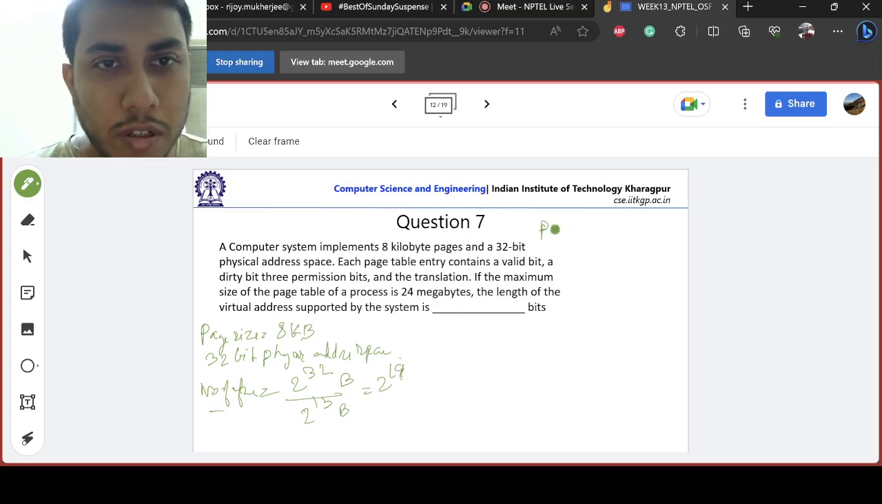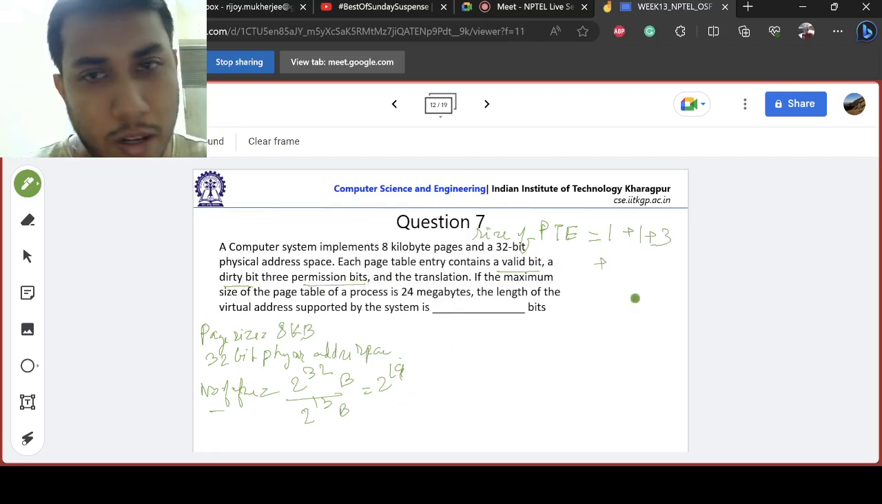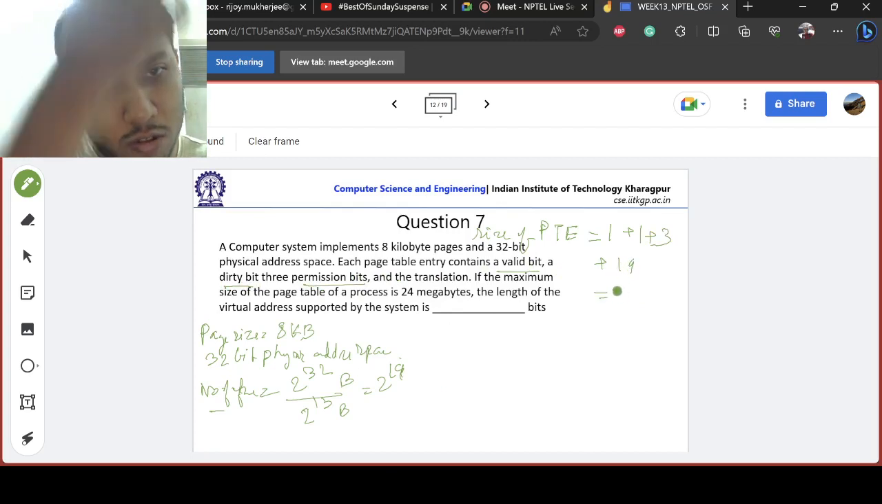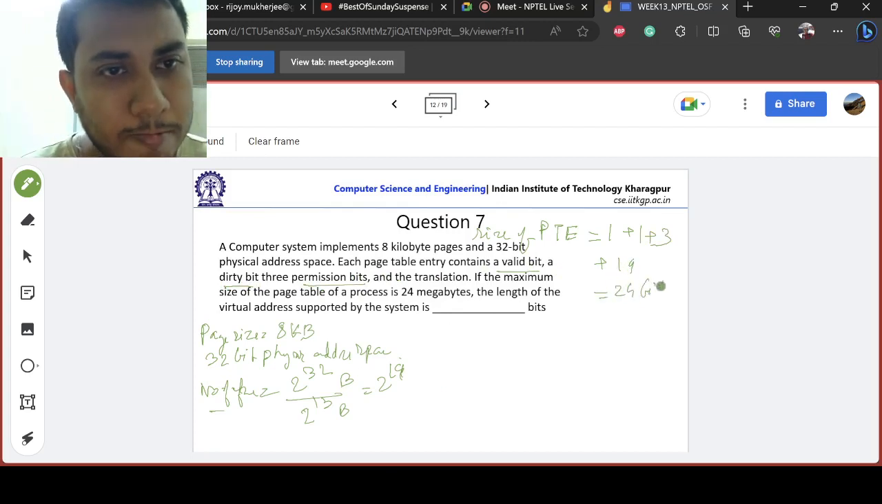So we know the size of the PT, page table entry, will be 1 for valid bit plus 1 for dirty bit plus 3 for permission bits plus this frame identifier, that is 19. So that will come out to be 24 bits.